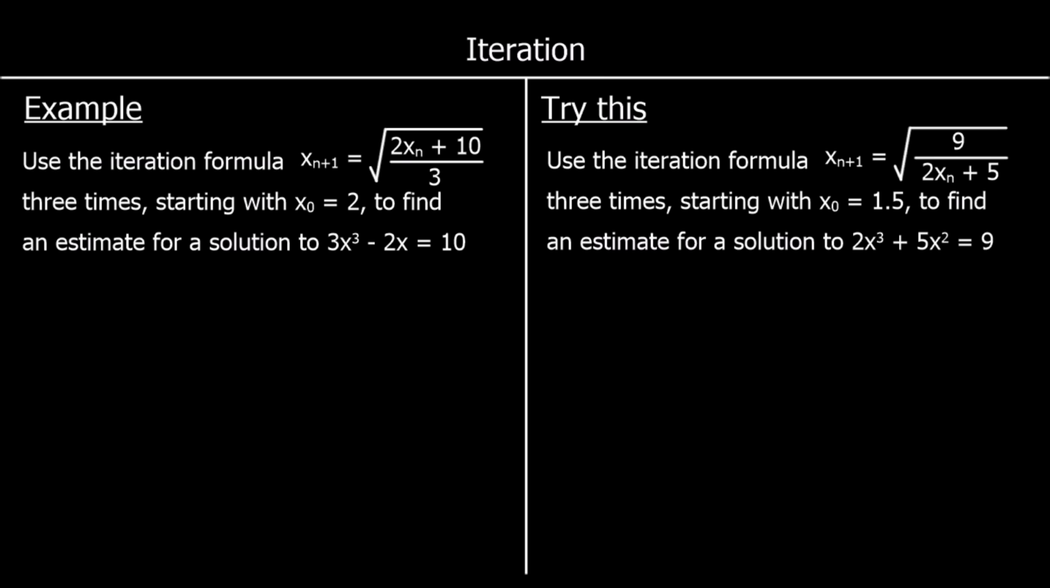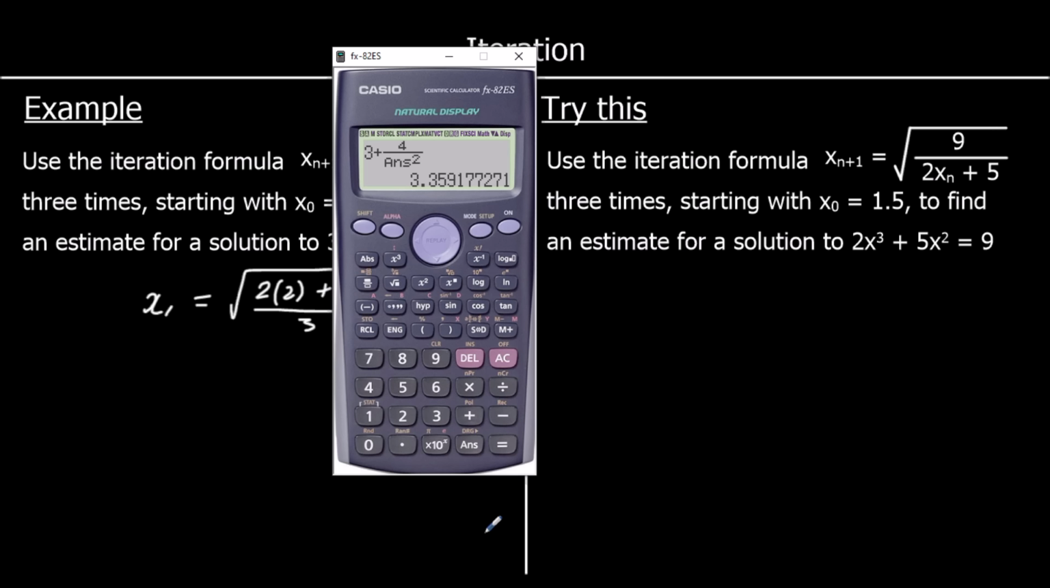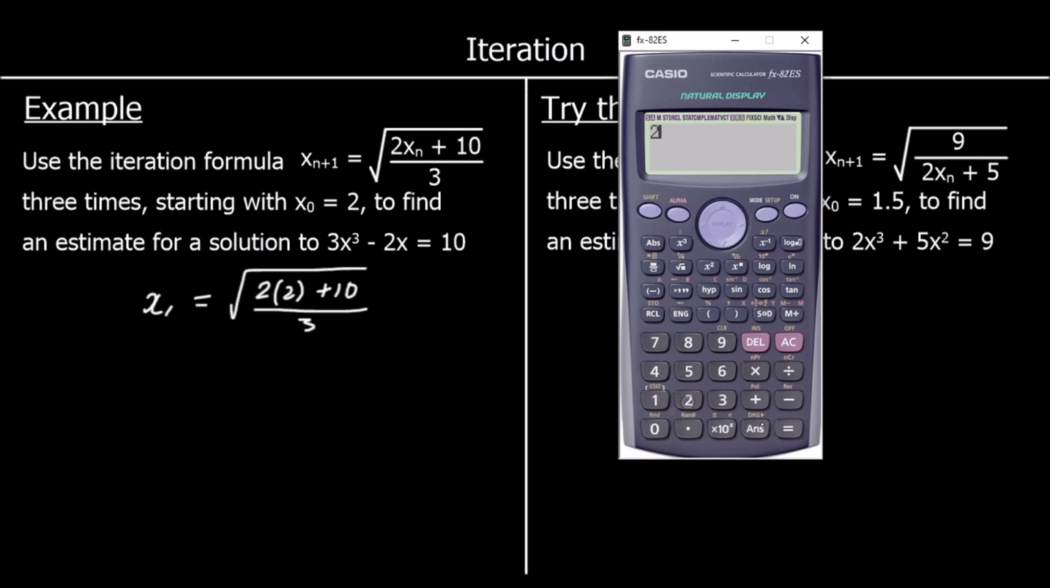So use the iteration formula, x n plus 1 equals the square root of (2 x n plus 10) all over 3. We're going to use it 3 times, starting with x0 equals 2. So put 2 in first to find an estimate for the solution to this equation. So x1 is going to be the square root of (2 twos plus 10) over 3. And again, we're starting with 2, so we'll put that in as our ANS.